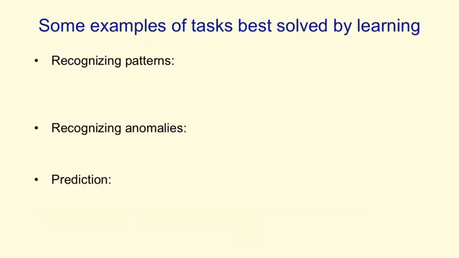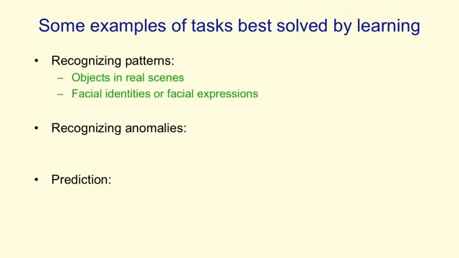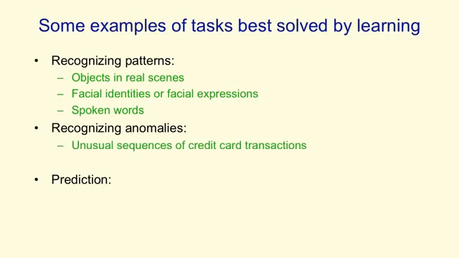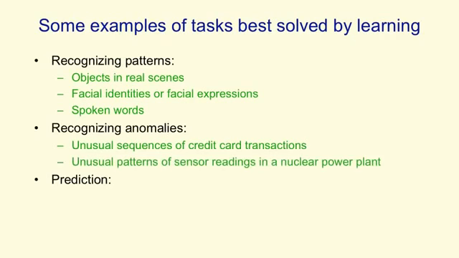Some examples of the things that are best done by using a learning algorithm are recognizing patterns, so for example objects in real scenes, or the identities or expressions of people's faces, or spoken words. There's also recognizing anomalies. So an unusual sequence of credit card transactions would be an anomaly. Another example of an anomaly would be an unusual pattern of sensor readings in a nuclear power plant.